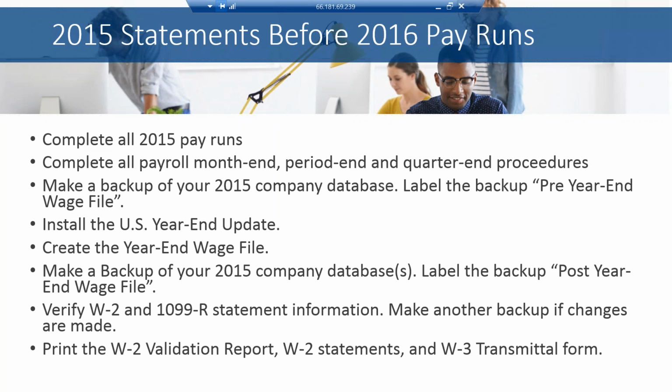The next step, and this will make sense when we look at screens, is you want to make a backup of your 2015 company database, and typically we label that backup a pre-year-end wage file. So what that means is that we're going to create, as part of our year-end process, a year-end wage file. And I'll explain that in a little bit more detail. So what we want to do is run our last pay runs. We want to run our month-end process, our quarter-end process prior to making this backup, and then we'll label that backup a pre-year-end wage file.